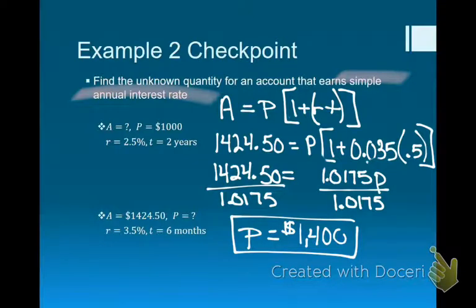Okay, so now I'm going to backtrack. All right, so we've solved so far for A and for P. Now, when I have to solve for R or T, either one, in this formula, it's going to involve the distributive property because I can't add a number and a variable together.